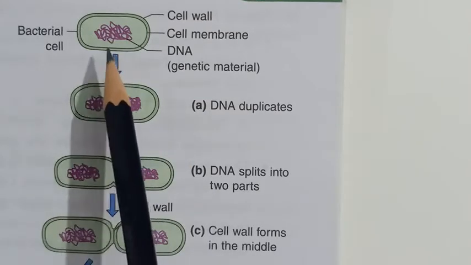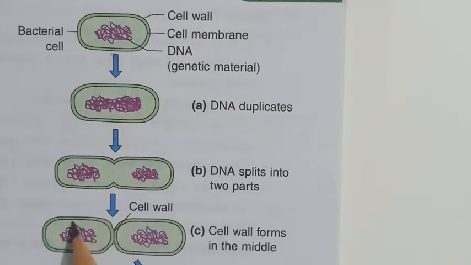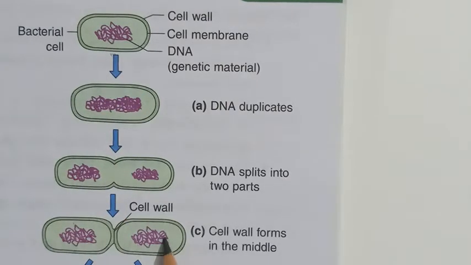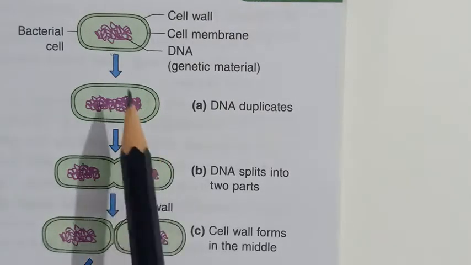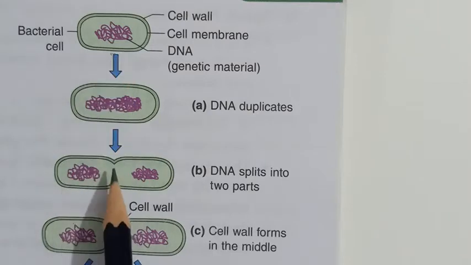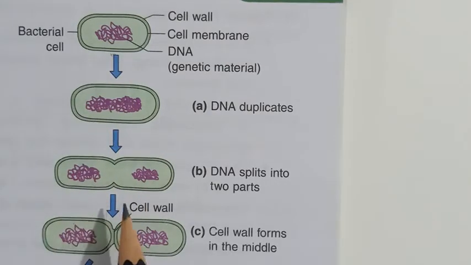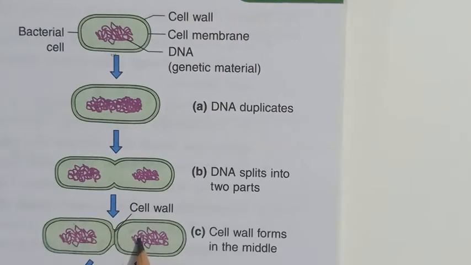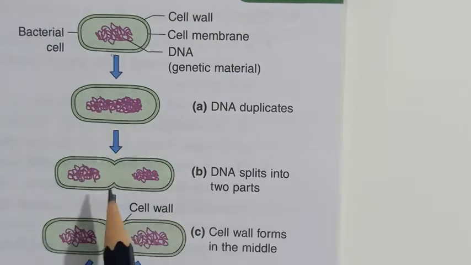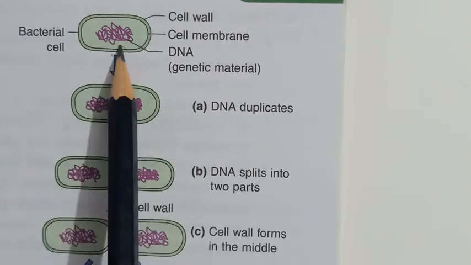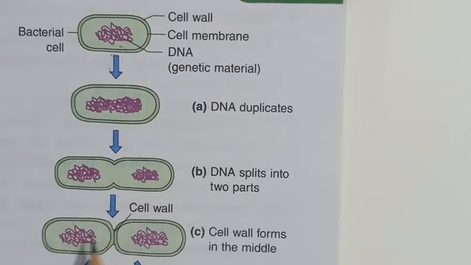Binary fission means division of a cell into two daughter cells. The cells which are formed after asexual reproduction are known as daughter cells. So binary fission means division of a cell into two daughter cells of roughly equal size. It is the most common mode of multiplication in bacteria.